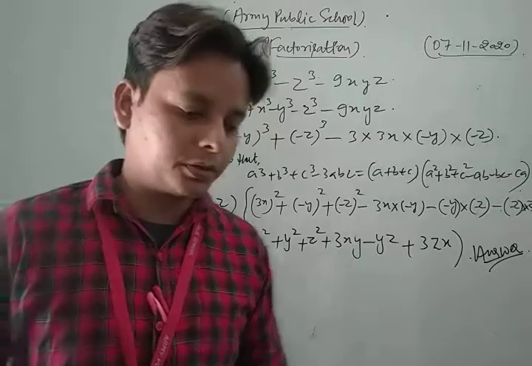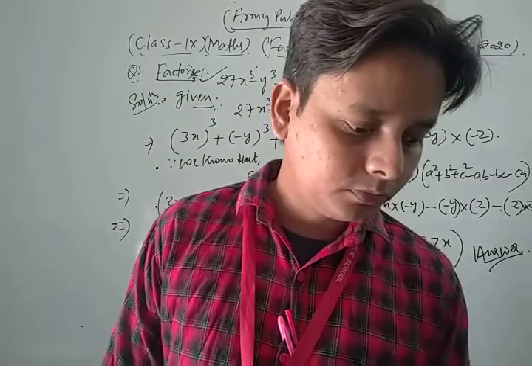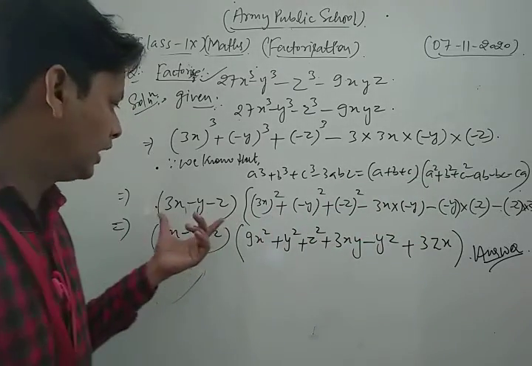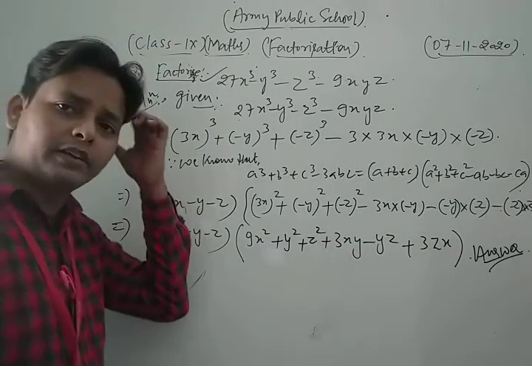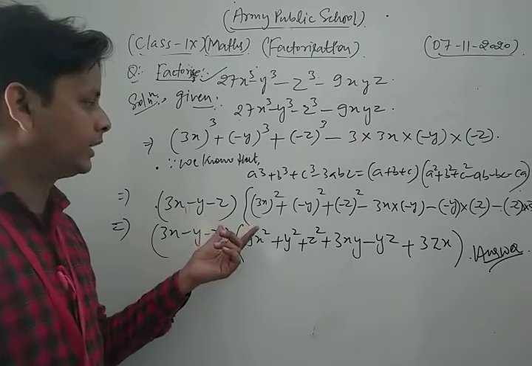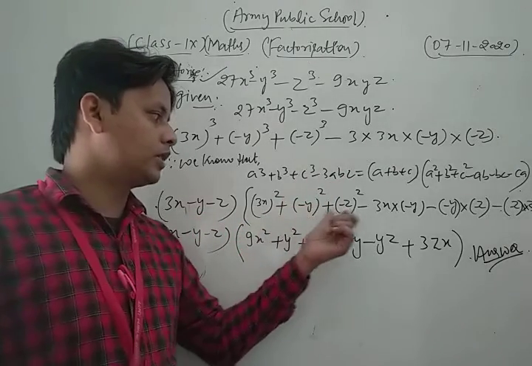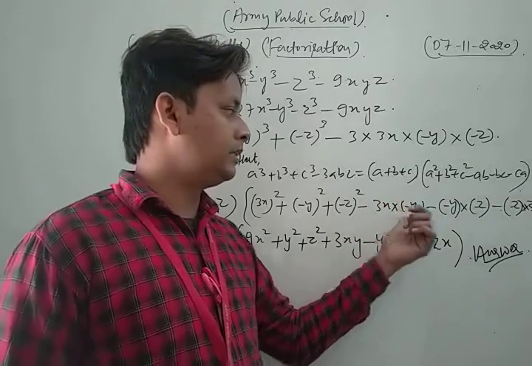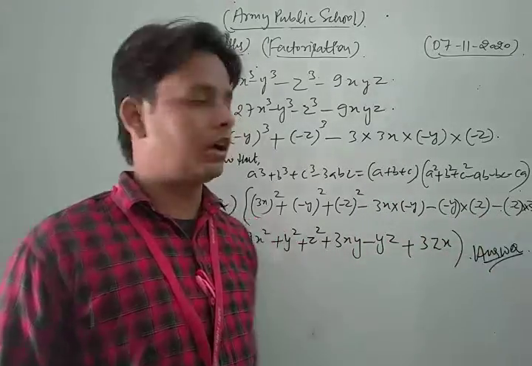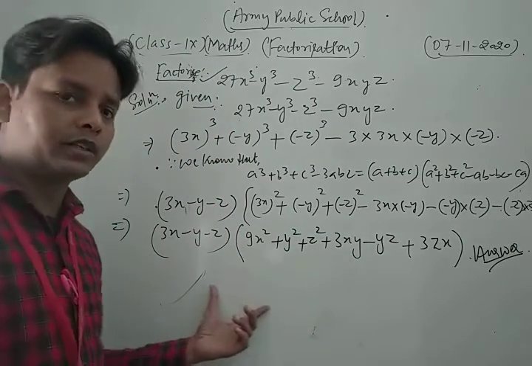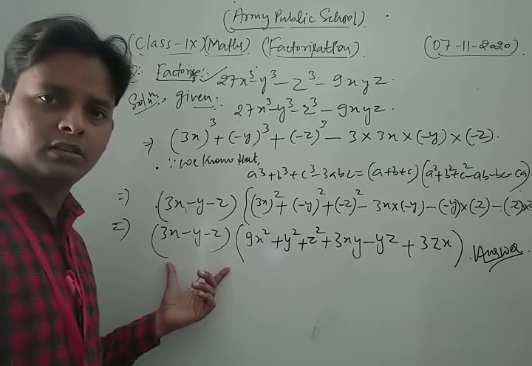We know that we already discussed this topic in the previous class. So from there we express the given result as a plus b plus c in one bracket, and in another bracket a square plus b square plus c square minus ab minus bc minus ca. Okay, now we simplify them, and hence we get our result as this.